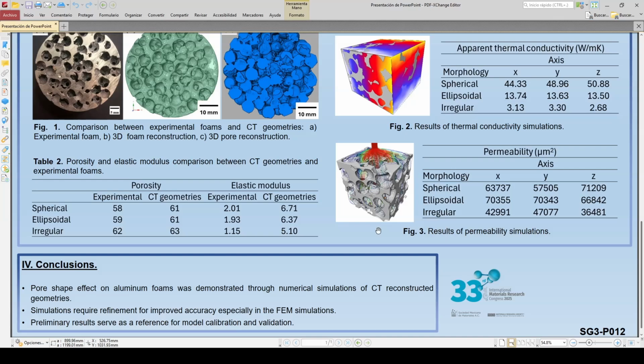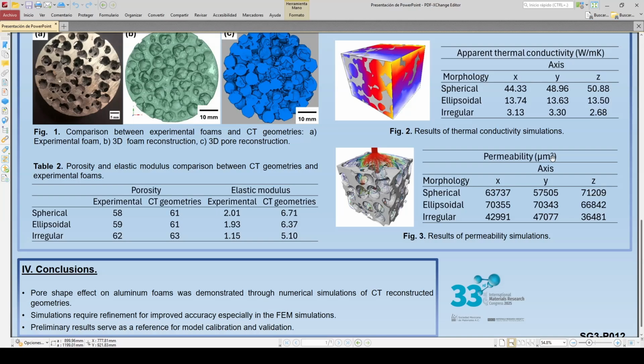Now, when we talk about thermal conductivity simulations, we can see that although the measurement direction of the simulation did not produce any significant differences, the spherical cores again showed the highest apparent thermal conductivity. We explain this by the fact that these spherical cores have similar dimensions along their orthogonal axes. This leads to a more uniform and regular pore distribution within the foam, and by consequence, a more regular and uniform heat flow inside the foam.